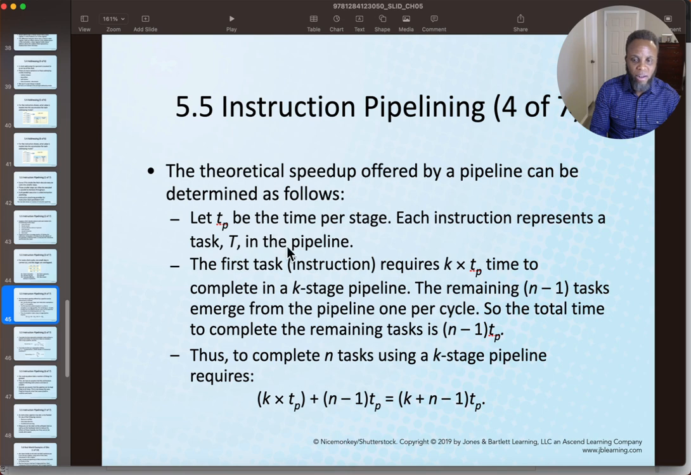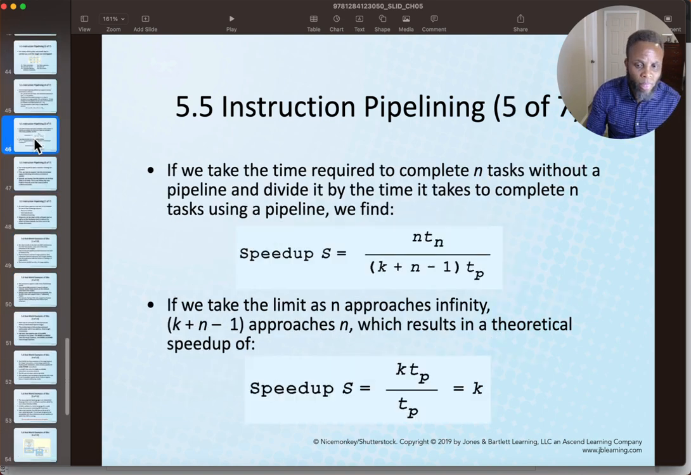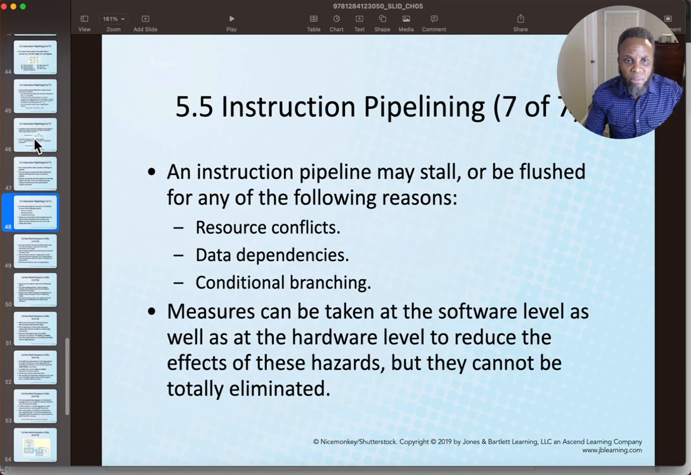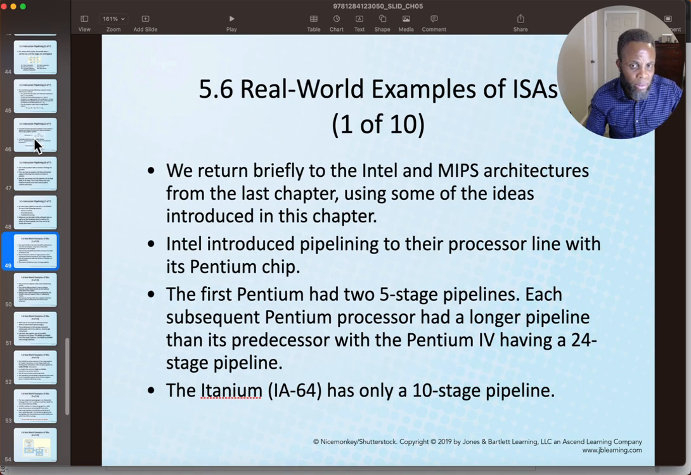There's some mathematics here, but this is not very important. Read through this just to wrap your head around some performance. But again, the key concept that you want to grasp is the whole concept of pipelines. I will skip through this. This one just talks about some of the issues that you may have when you have a lot of pipelines, so I'm not going to go through this. The end of this chapter talks about real-world examples of instructions or architectures.